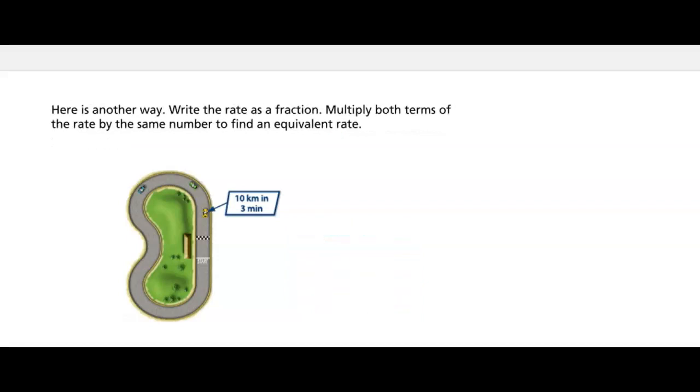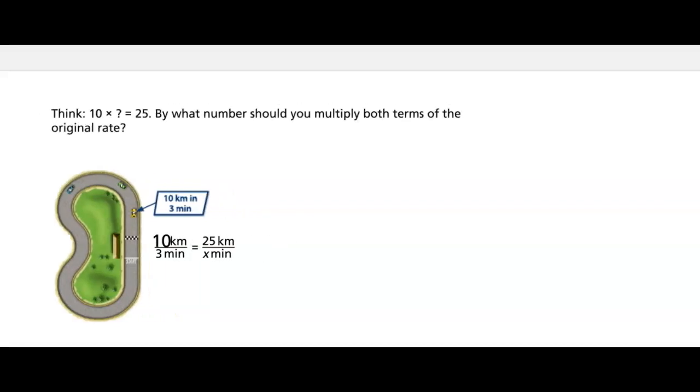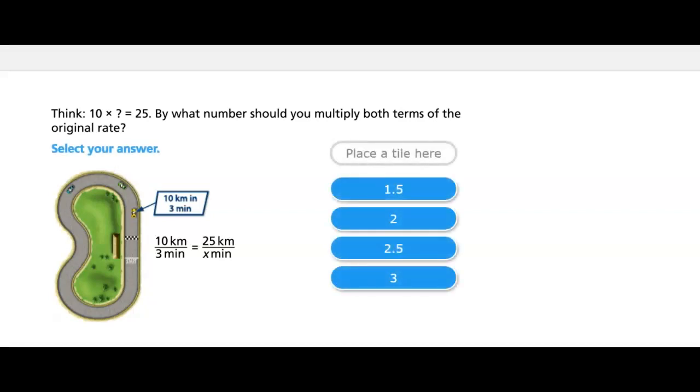Here is another way. Write the rate as a fraction. Multiply both terms of the rate by the same number to find an equivalent rate. Think. 10 times what equals 25? By what number should you multiply both terms of the original rate? Select your answer.